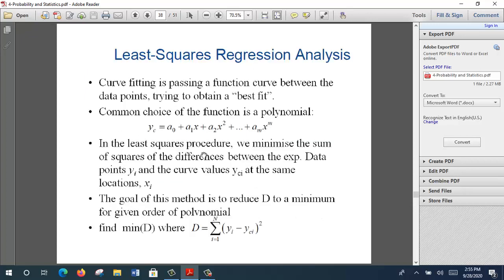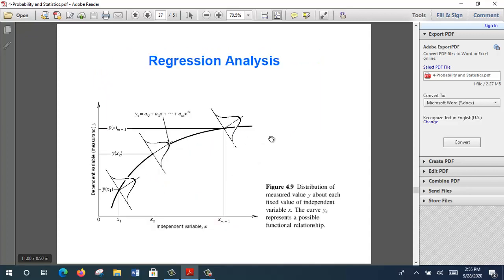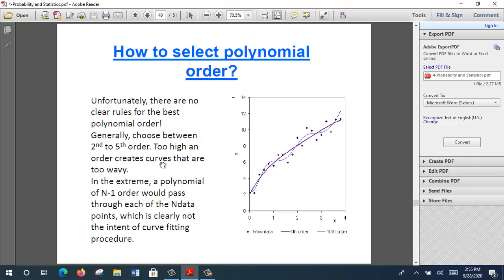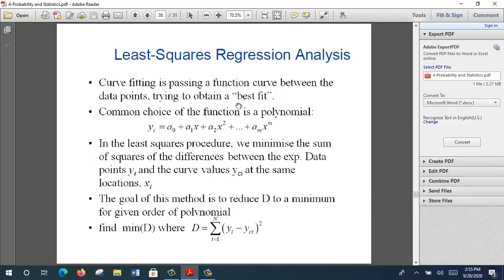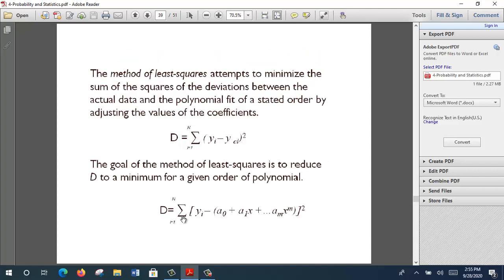So this is the polynomial fit that you want to undergo, and this is how you fit the polynomial equation according to the fitting of the line. This is how you calculate for adjusting the values of the coefficients. So the goal of the method of least squares is to reduce D, as I mentioned before, to a minimum for a given order of polynomial. D is the summation of the deviations of your polynomial from your data.